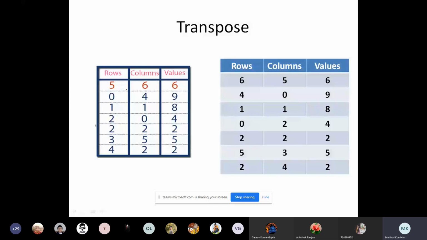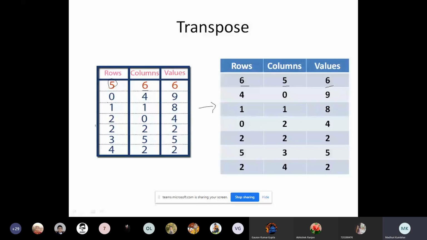If you look at this example, the number of rows is 5, the number of columns is 6, and the number of non-zero values is 6. And we have the 6 values stored at some row and column indexes. To perform the transpose of this matrix, what do we need to interchange? The rows become the number of columns, the number of columns become the number of rows. Agree? And the value count remains the same.